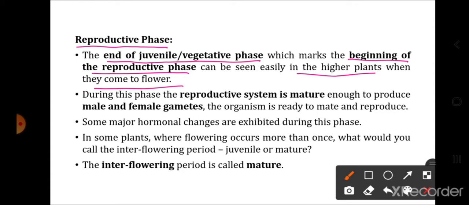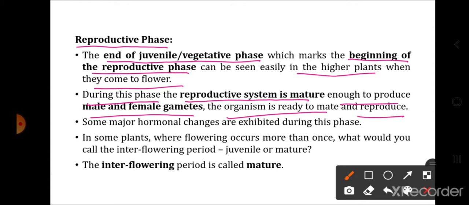This transition from the juvenile phase to the reproductive phase can be clearly seen in higher plants. How can we say that? Because higher plants during their reproductive phase come into flowering. Once the plant starts the flowering process, we can say that it is now in the reproductive phase. During this phase, the reproductive system is mature enough to produce male and female gametes. The organism is ready to mate and reproduce.